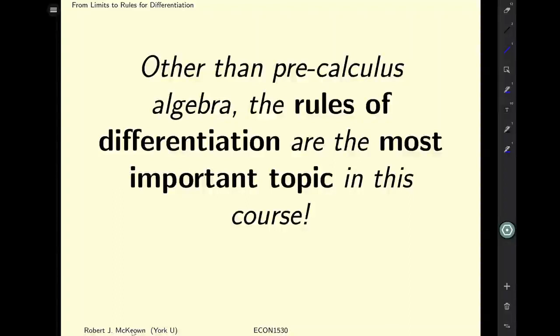As I said in the introductory video, this is the most important topic in this course. This is what you need to know going forward. And if you forget a rule a year from now and it comes up in one of your microeconomics courses or your labor course or what have you, you have to be able to go back and remind yourself of what that rule is. And the best way, of course, is just to know the rule and not forget it.